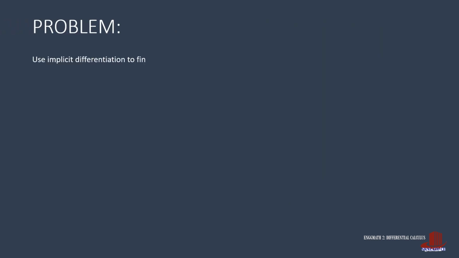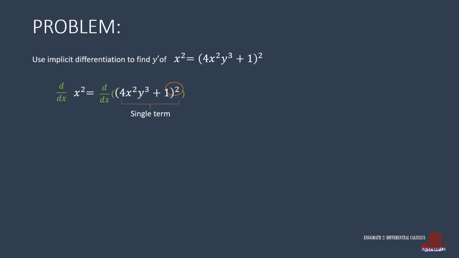The function for this differentiation is x squared equals the square of the binomial 4x squared y cubed plus 1. The first part is to look for y prime, which is also called dy over dx. Similar to the previous example, the square would indicate that the right end is a single term. So we then proceed with the first differentiation, where the derivative of x squared is 2x, with dx over dx.